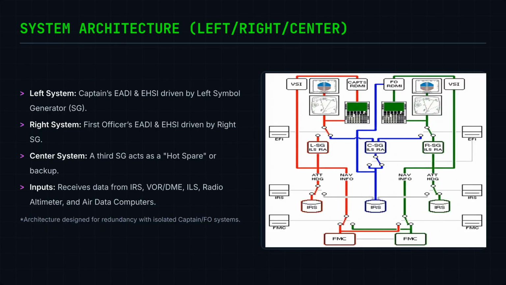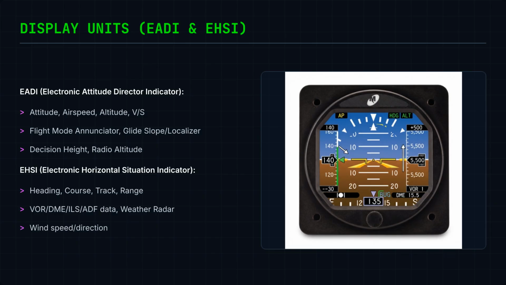The system architecture is designed for redundancy, usually split into left, right, and center systems. Each system is driven by its own symbol generator and receives data inputs from multiple sources like IRS and air data computers. The main display units are the Electronic Attitude Director Indicator, or EADI, and the Electronic Horizontal Situation Indicator, or EHSI. These display essential data, including attitude, airspeed, heading, and navigation information like VOR DME.